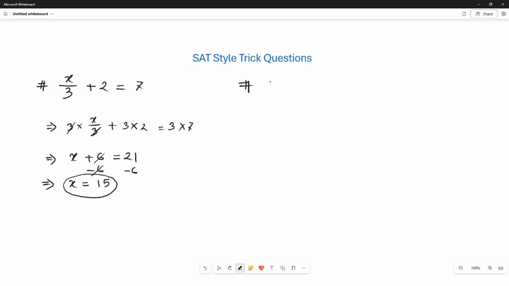Our next question is 2 times x over 5 equals 6. As in our previous example, we have to multiply the entire equation by 5. So let's multiply: 5 times 2 times x over 5 equals 5 times 6. After cancelling out the 5's, we can write 2x equals 5 times 6, which is 30. It means 2x equals 30.